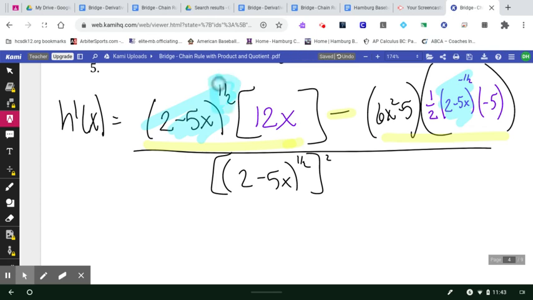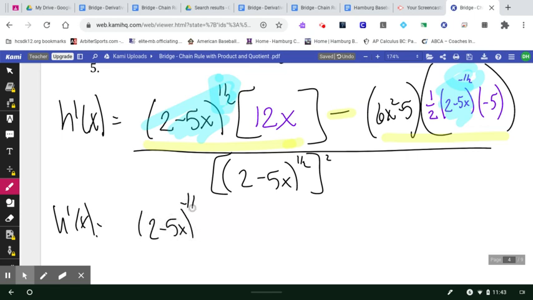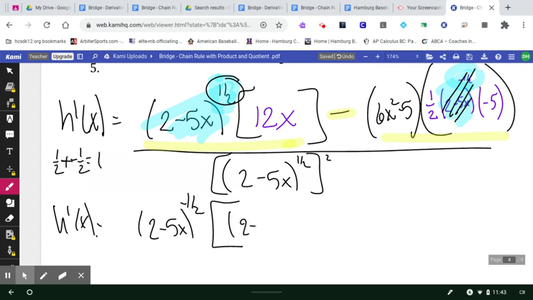I have 1/2 and I have negative 1/2. Obviously, the negative 1/2 is smaller. So my h prime of x, I'm going to pull out the (2 minus 5x) to the negative 1/2 and then bracket to show that's my GCF. So I took this one out completely. So I have 1/2 that I'm starting with, and I'm taking out a negative 1/2, which leaves me with a 1. So I basically get (2 minus 5x) times 12x.